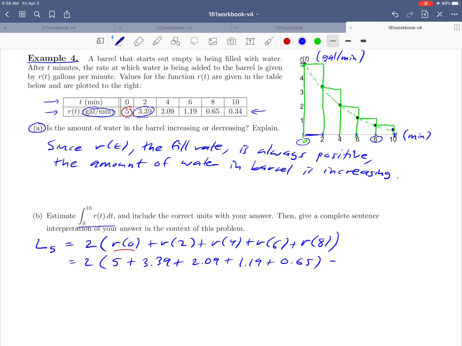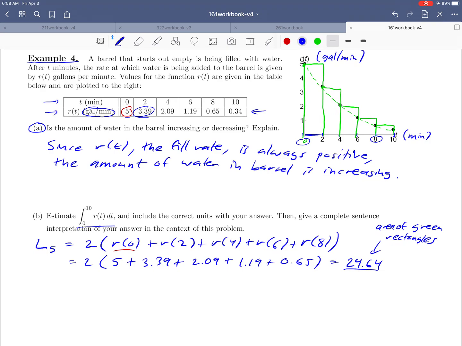Okay, and you can work that out and get a number out of this. That's 24.64. And in terms of area, this would be the area of the green rectangles. Okay, we'll use a different color when we do our right sum.